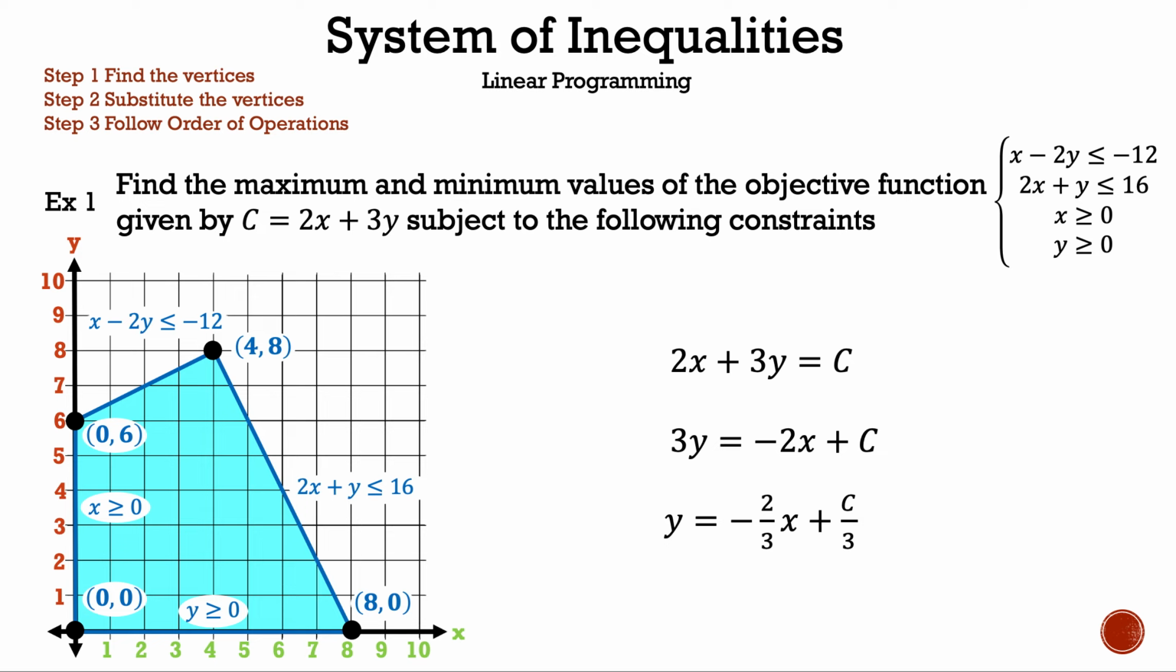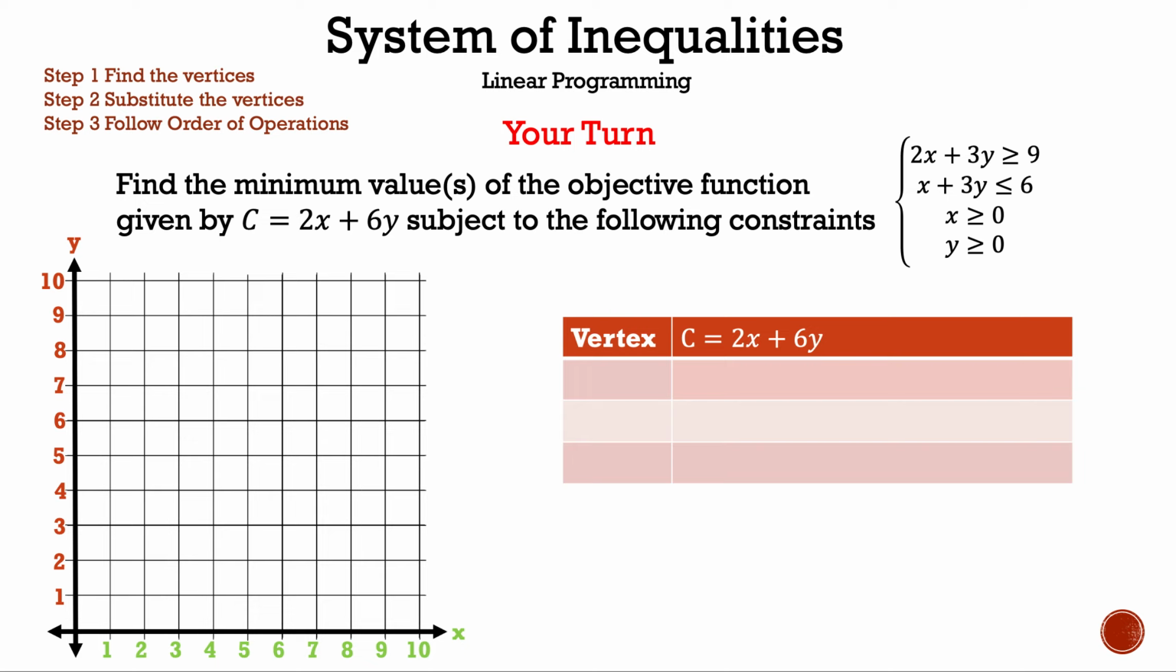Now, we're going to use this new equation in each vertex to create a new line and graph it. The first one will be with (0, 0). The second one will be with (8, 0). The third one will be with (0, 6). And the fourth one will be with (4, 8). What do we think this tells us? That is correct. The higher the y-intercept, the higher the value. The lower the y-intercept, the lower the value. Now, that is cool.